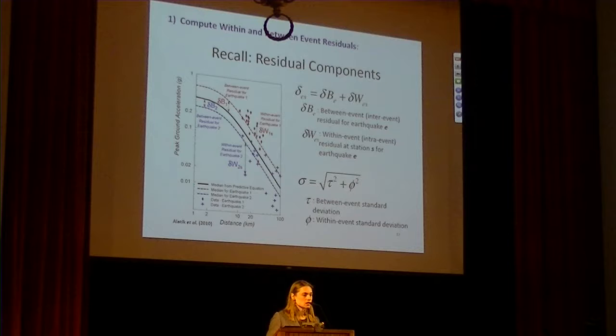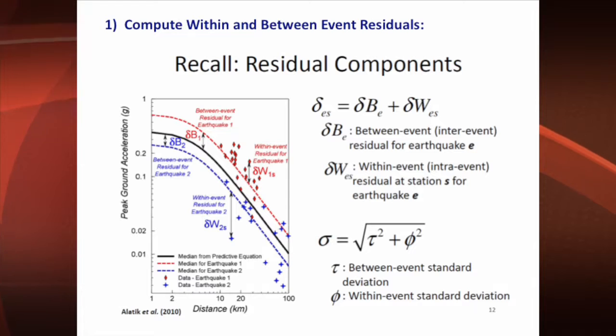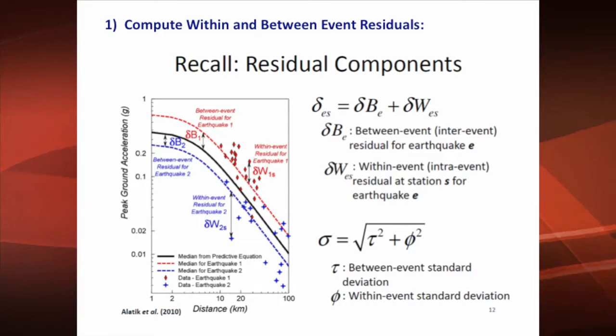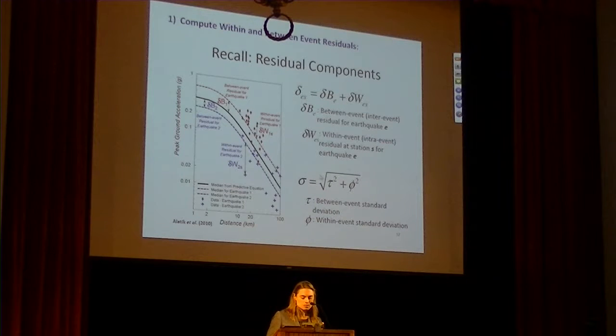Now, Linda's going to be talking about this for, I think, more than an hour this afternoon, but I've just included this slide. I think probably everyone in this room has already seen it, but again, it's just to make sure we have the terminology straight. So this is our residual. It's a combination of our between event term for each earthquake and our within event term at station S for earthquake E. And then our total sigma is a combination of our between event and our within event standard deviation.